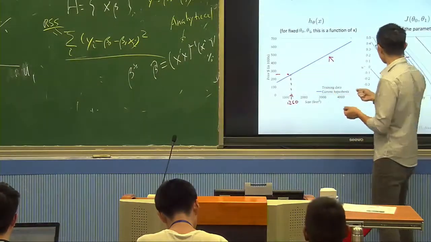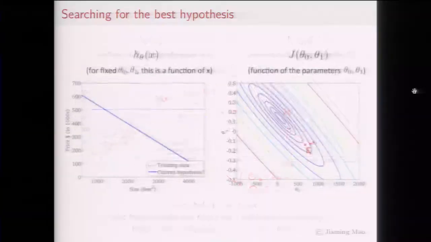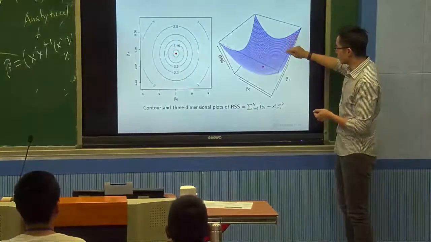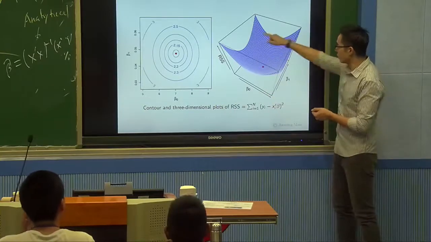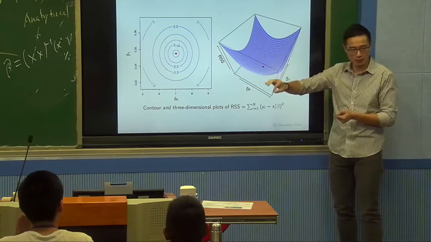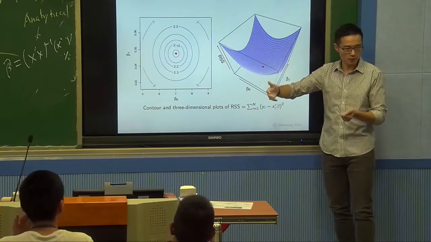Now, for example, if we start here, how do we move toward this point? We can try all kinds of values, try numerous values, and then finally maybe we're lucky and we end up here. We find out the optimal. But we can do better than that.